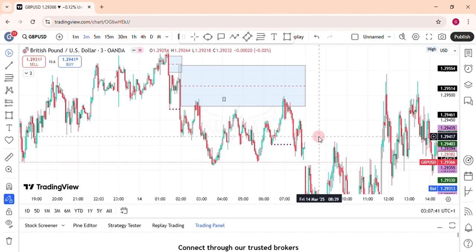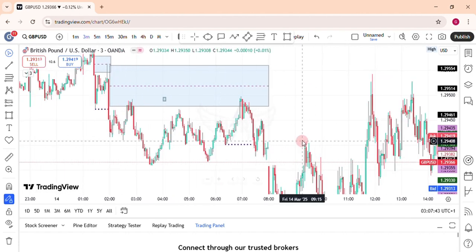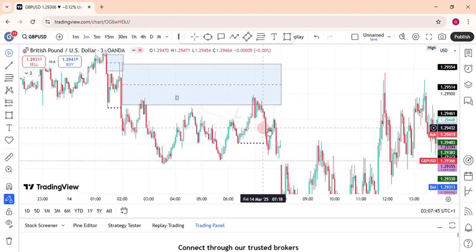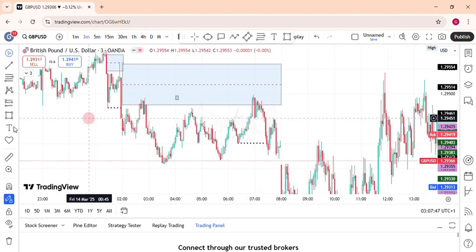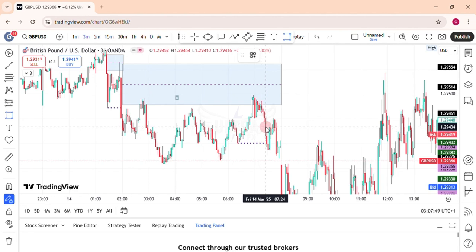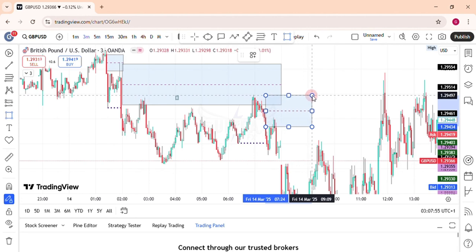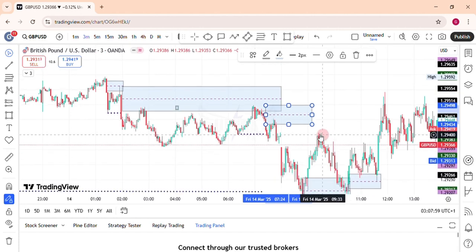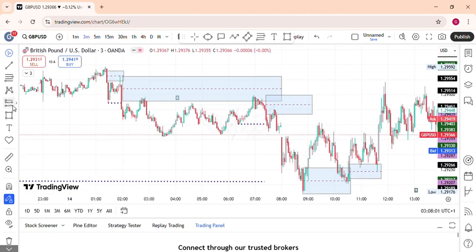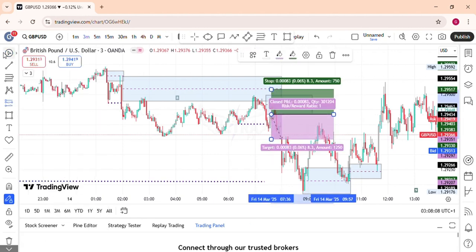The next thing for us is to look for a fair value gap. Now this is a fair value gap, you can see it here. This fair value gap is good for your entry. So that is for a second entry on our number 8 trade for a short sell.